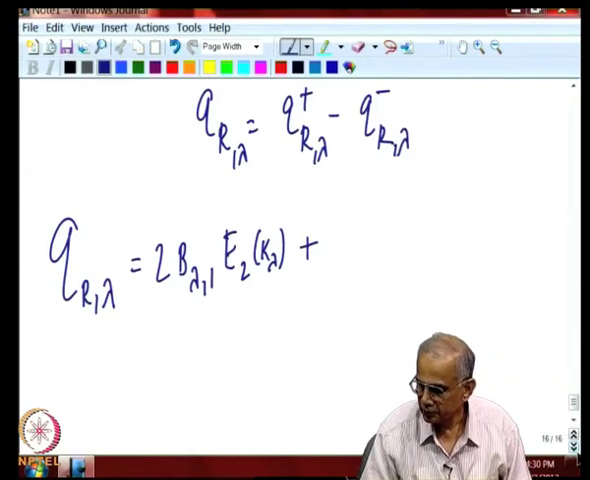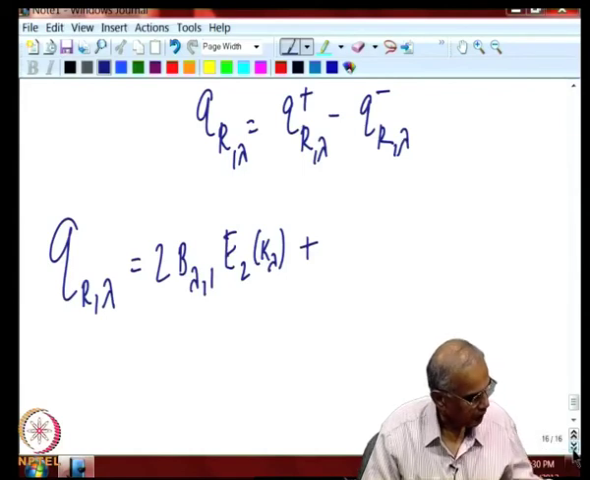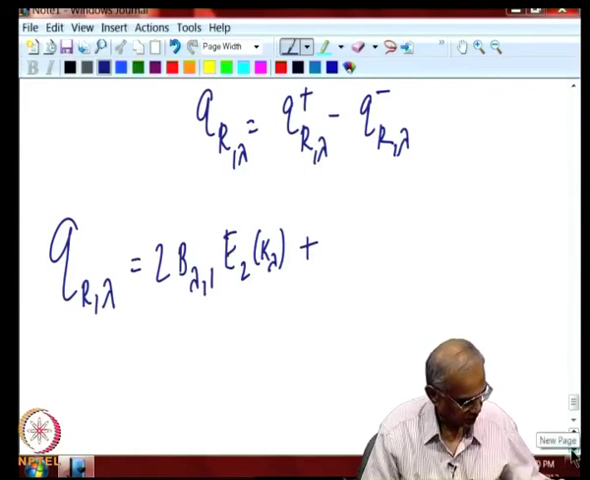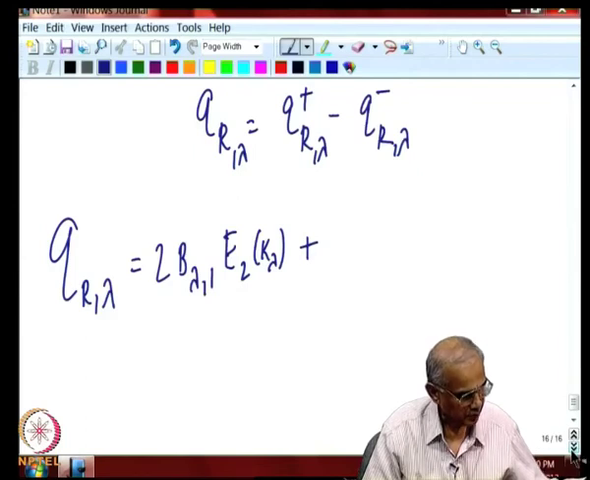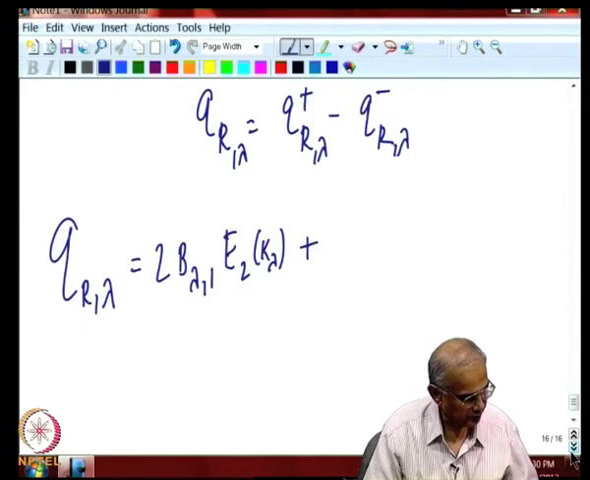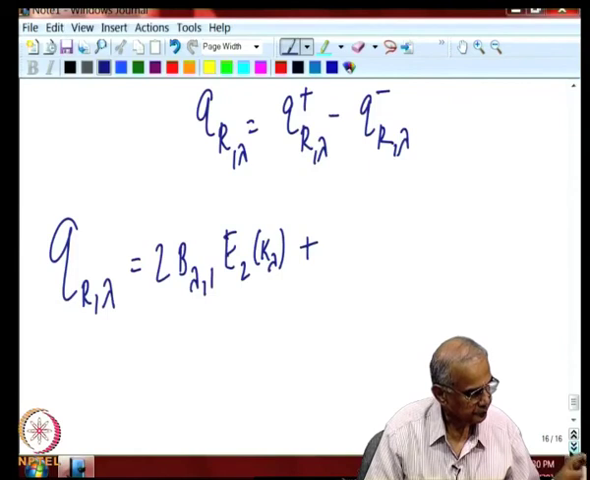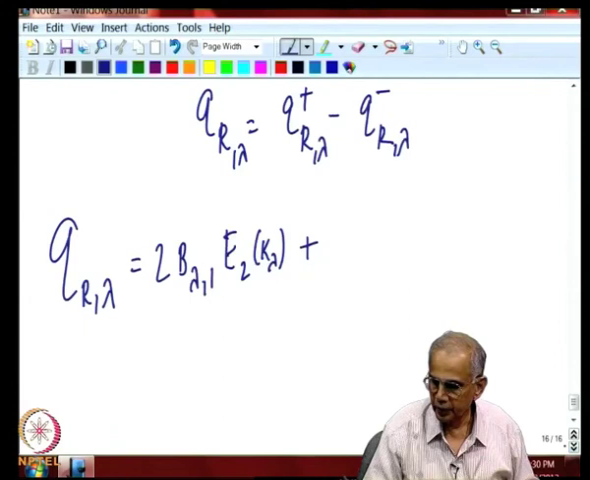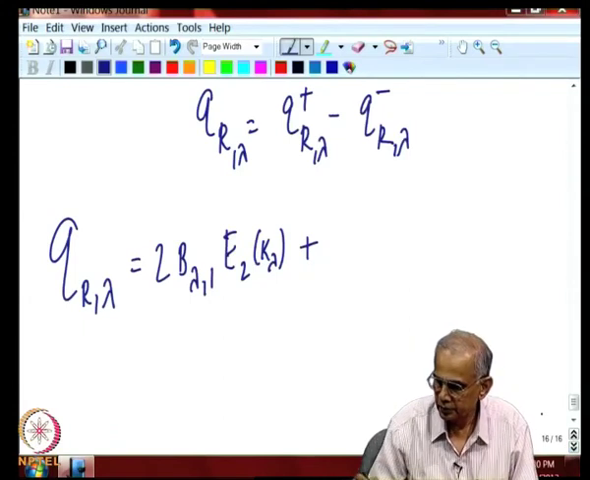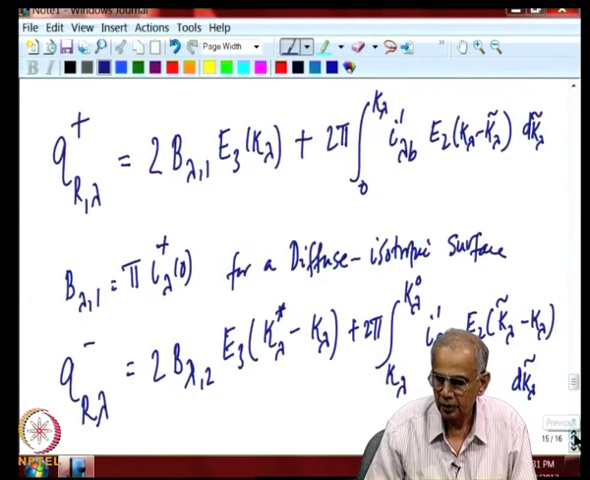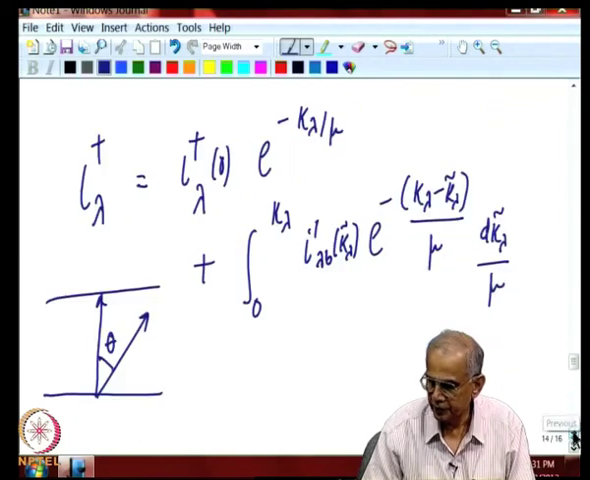I am sorry, I have not defined the functions E3 and E2. Let me do that first. That exponential integral function has to be defined before we go further. And let me do that now before we get on to this. I should define the E2. Let me see, can I define E2 anywhere here? No, E2 had to be defined here.